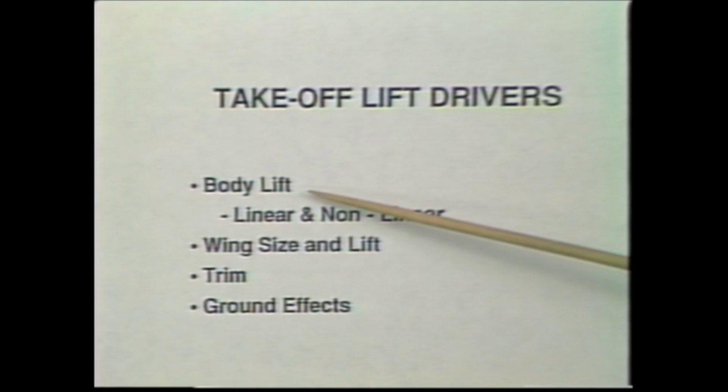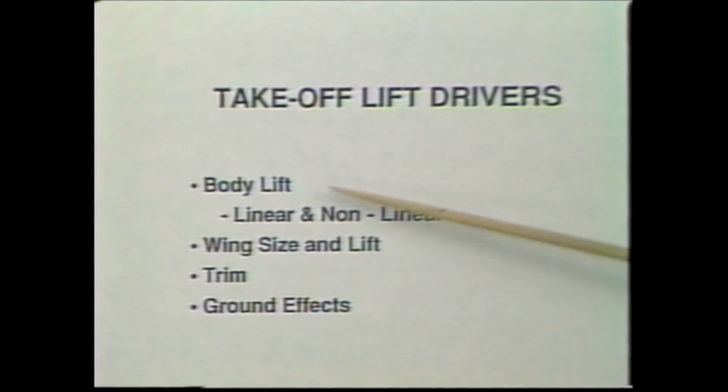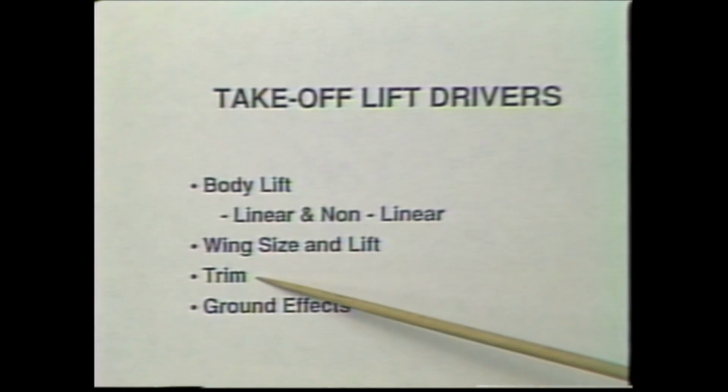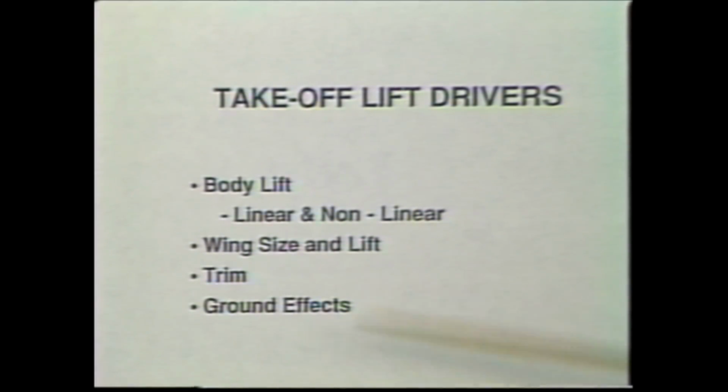Body lift, the body's large as you saw in our design. You get both linear and nonlinear lift on that body. Wing size, you will need a wing. Trim is a driver, and ground effects, both powered and unpowered. There are many contributors to low-speed lift.